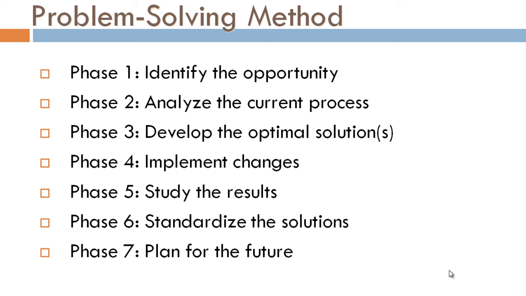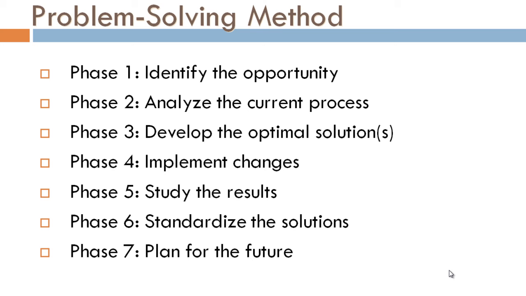Phase number 2, analyze the current process. It is very important that you understand the process, because the only way that you can improve it is to find out what's going on with that process, and you get to know it. Phase number 3, develop the optimal solution. Knowing your opportunity, knowing your processes, now you can come up with the best solution to improve it.